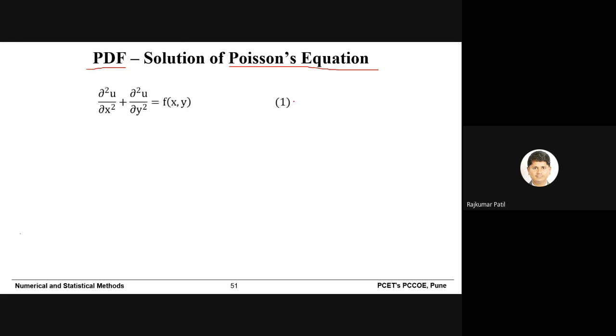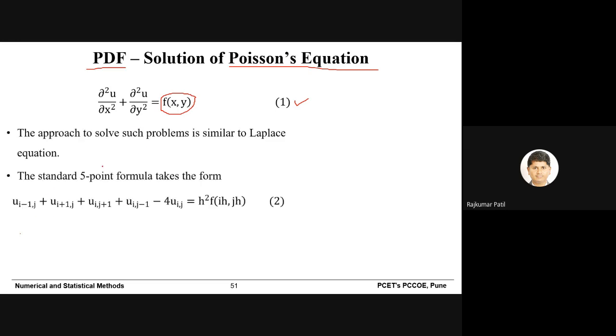So this is the equation, ∂²u/∂x² plus ∂²u/∂y² is equal to f(x,y). Let's call this equation number 1. In case of Laplace equation, you saw that this particular term is 0, and here there is a term f(x,y). So a bit of change is there, and that's why there is a bit of modification in the approach that we are going to use to solve problems related to this equation.